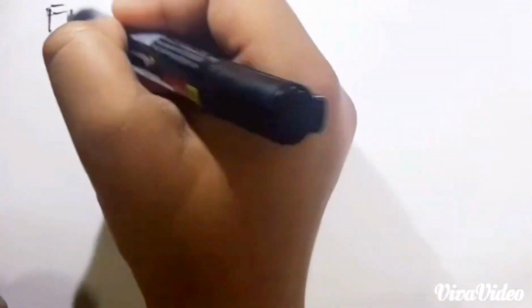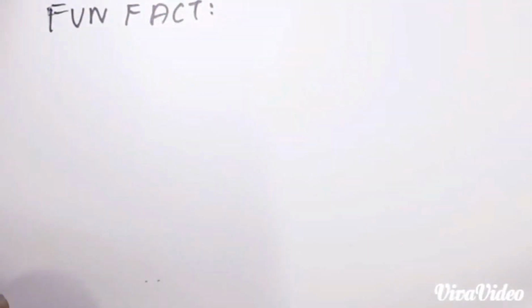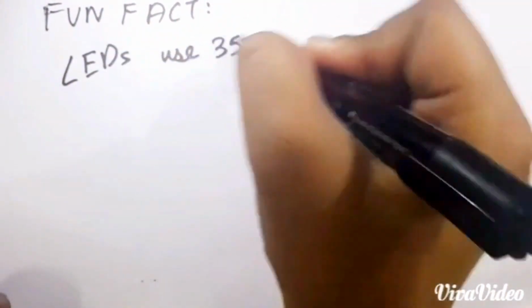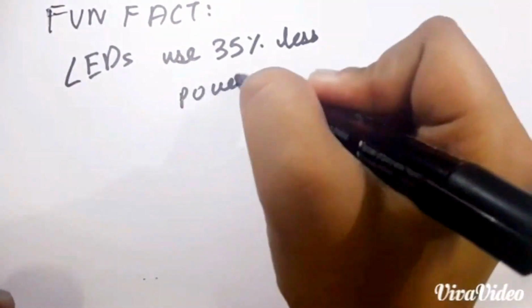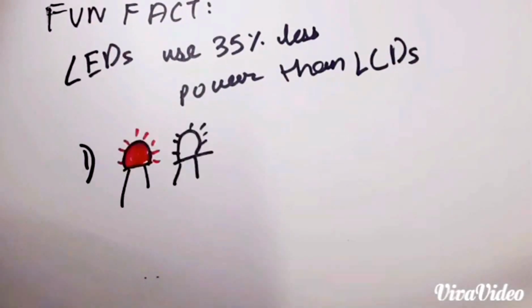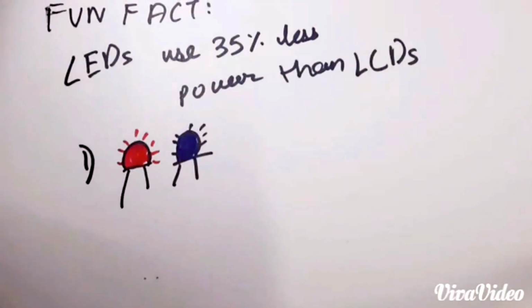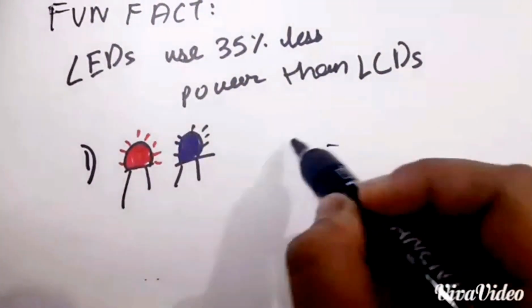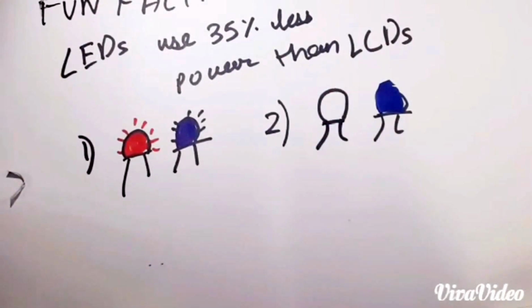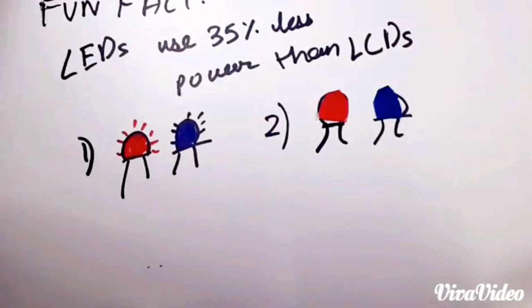And now, time for a fun fact. LED TVs consume approximately 35% less power than LCD TVs. Why? 1. Because they use LEDs and LEDs use less power than CFL. And 2. Because individual LEDs can be switched on or off as and when required.